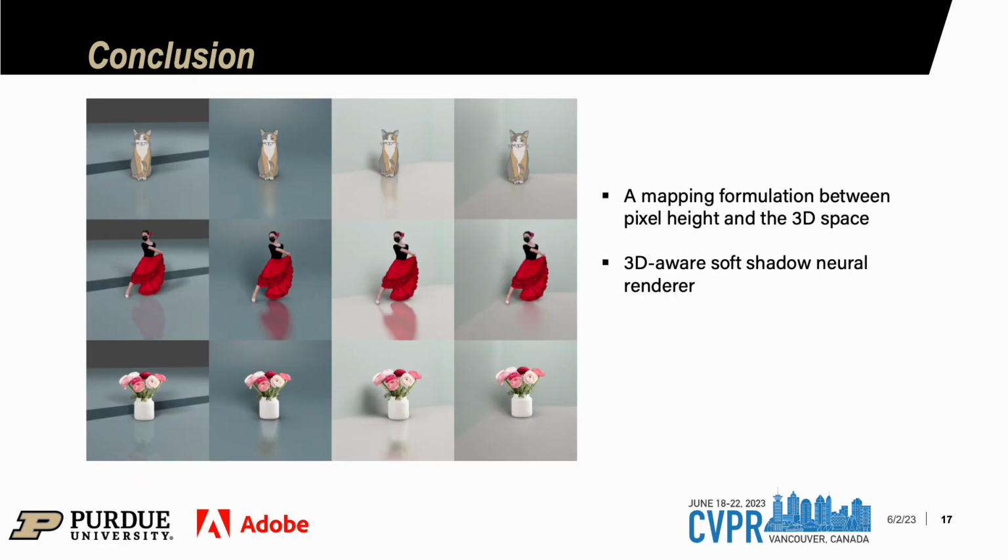To conclude, our core contributions are first, a mapping formulation between the pixel height space and the 3D space. Second, we propose a 3D-aware soft shadow neural renderer for shadow rendering on general surfaces.